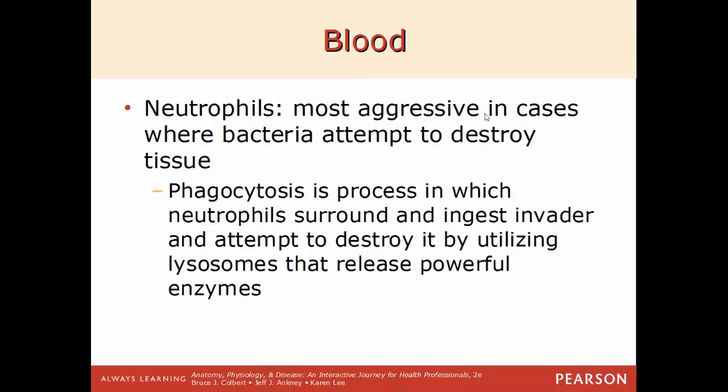Alright, we start with the neutrophils. These are the most aggressive in cases where bacteria attempt to destroy some of your tissue. They have a key role in phagocytosis. This is a process in which neutrophils will surround and then ingest a foreign invader, and by doing so it will destroy that invader. These neutrophils will hunt it down, surround it, engulf it, and then destroy it because of some of the digestive enzymes that are found in lysosomes.